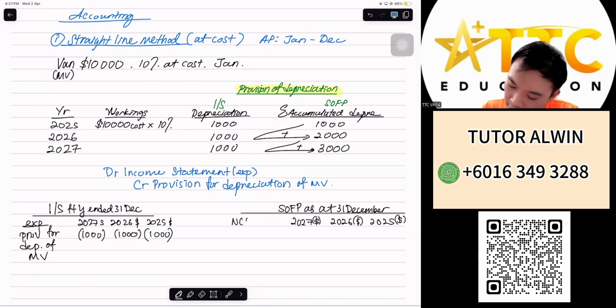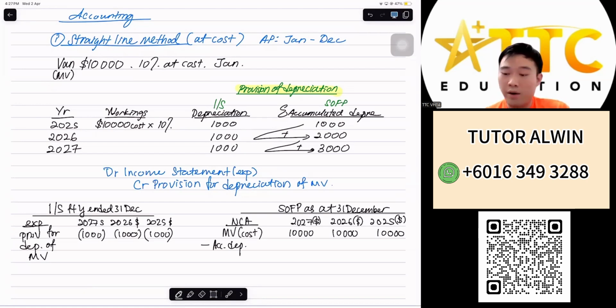Okay, we will have NCA over here. You'll be writing the motor vehicle, the cost. Okay, 10,000, 10,000, 10,000. And then you have to minus the accumulated depreciation. We're going to write this here. We're not going to write provision for depreciation, because in the SOFP statement formula on the center there, you write them as accumulated depreciation instead of a provision for depreciation. Well, that's the bigger part, as I mentioned earlier.